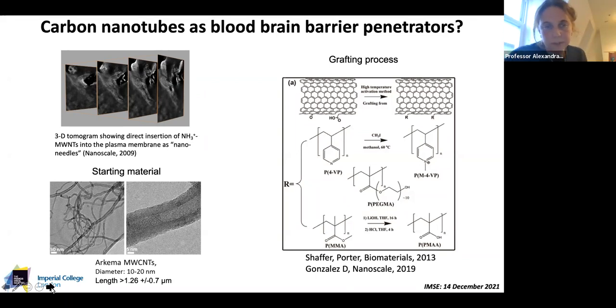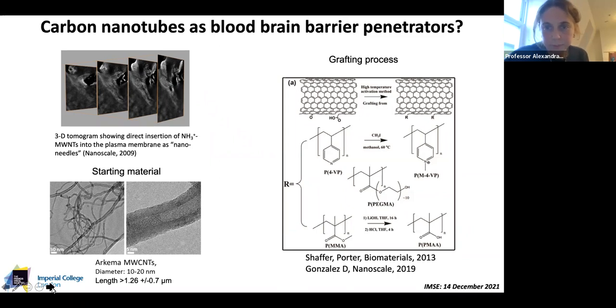So I worked together with Professor Milo Shafra in the Department of Chemistry and Materials, and what he did was to use these carbon nanotubes as a starting material, and he shortened them, so they were around 700 nanometers in length, 30 nanometers in diameter. And then what we did was to graft them with different functional groups so that they had P4BP, so positive charge, with the PEGMA, neutral charge, and PMMA with a negative charge. So we wanted to understand what the effect of charge was on crossing.